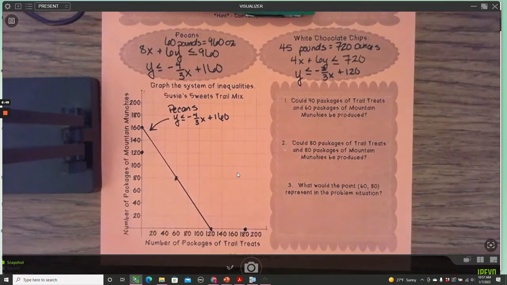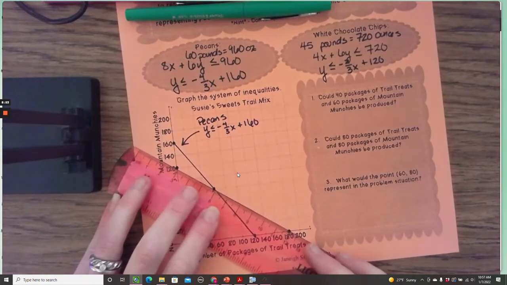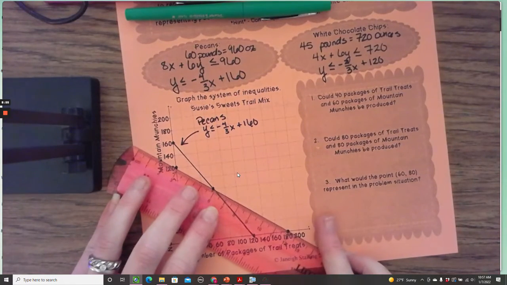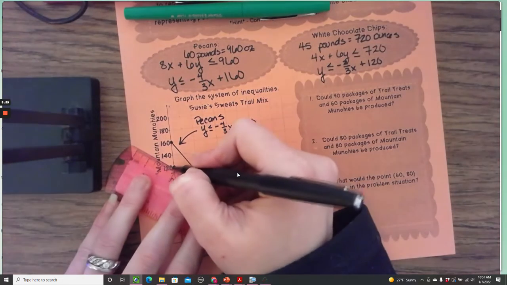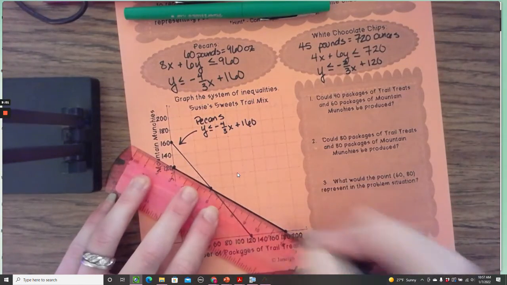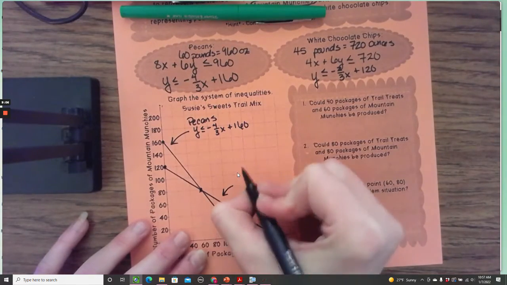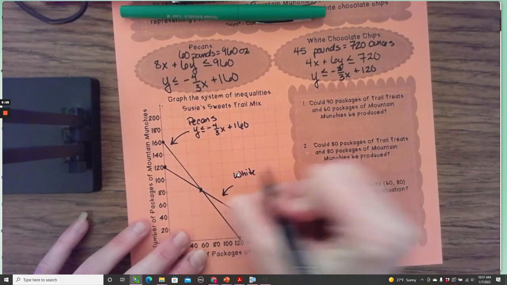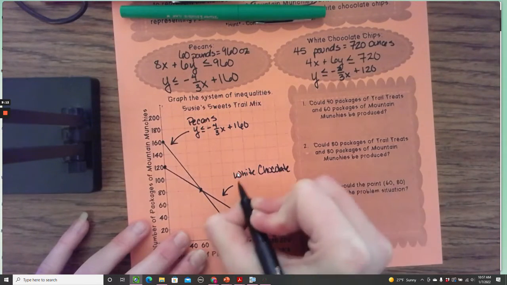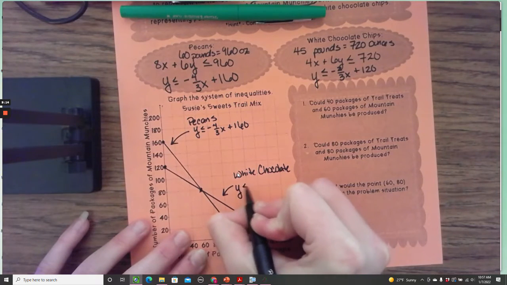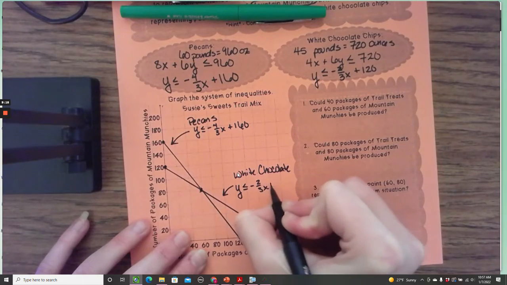And again, you can graph this line with just these 2 points. You just line up those 2 points, and you'll be able to draw a line through it. I always do 3, but 2 points make a line. Sorry. All right, so this is the white chocolate, and that equation was y is less than or equal to negative 2/3 x plus 120.